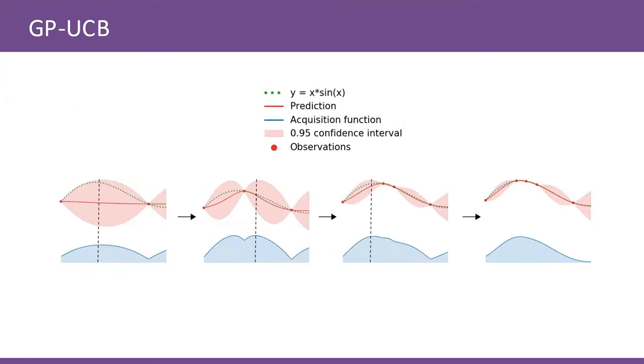Here, we use a simple function to illustrate the optimization process of GP-UCB. At each iteration, GP-UCB selects the next point to evaluate, which maximizes the acquisition function. The GP model is updated to fit the objective function after each iteration. With more and more observations, the GP model predicts the objective function more accurately. After several iterations, GP-UCB finds the optimum.